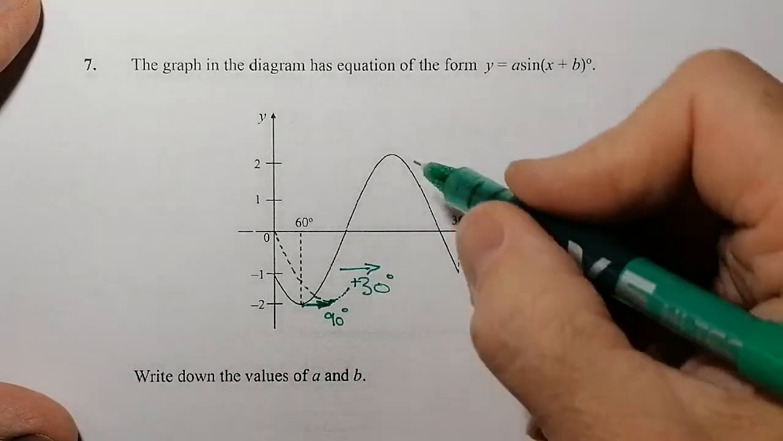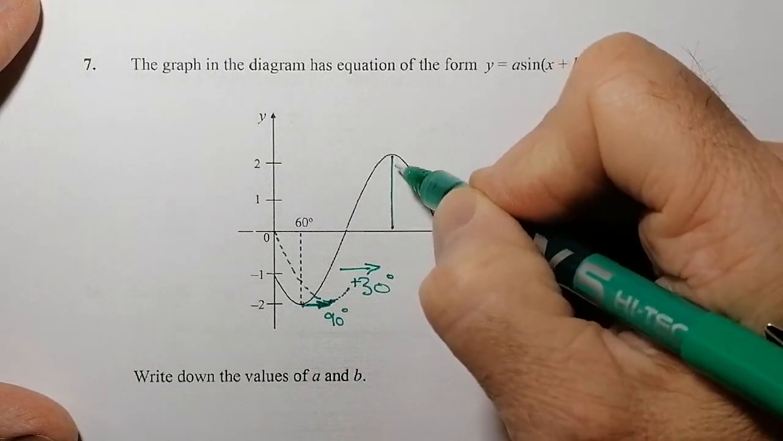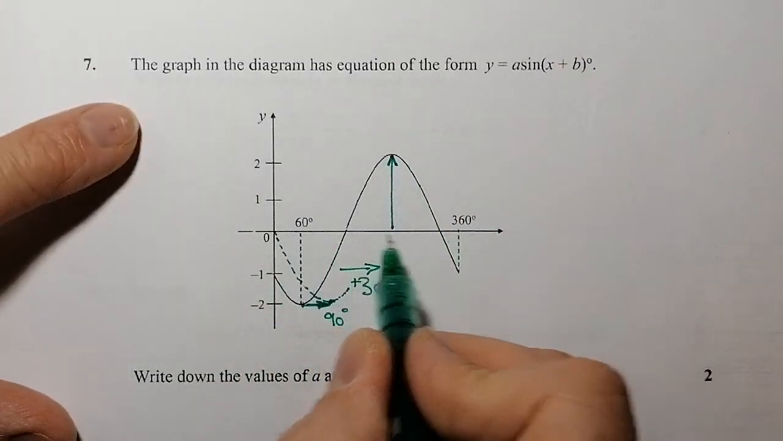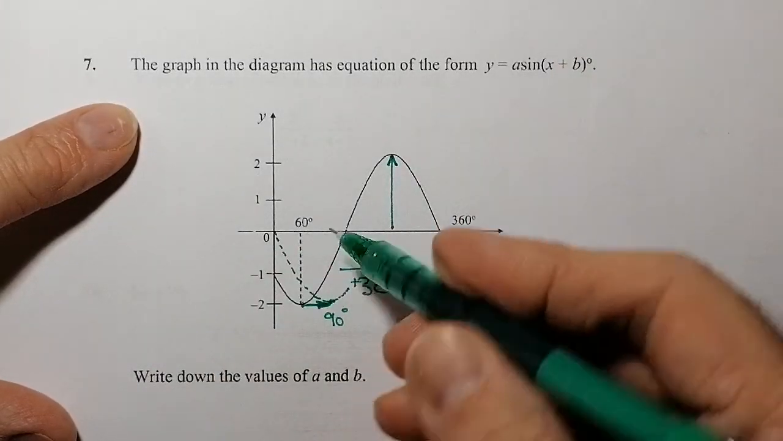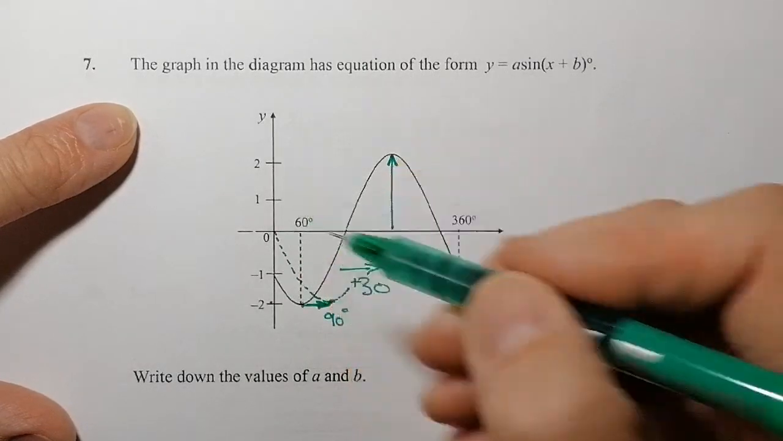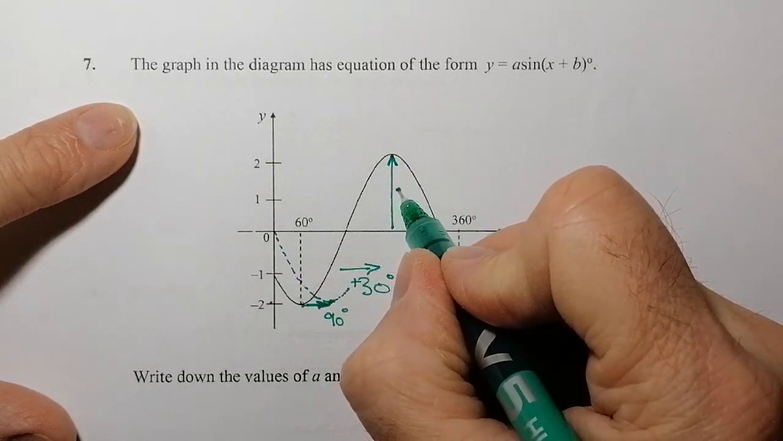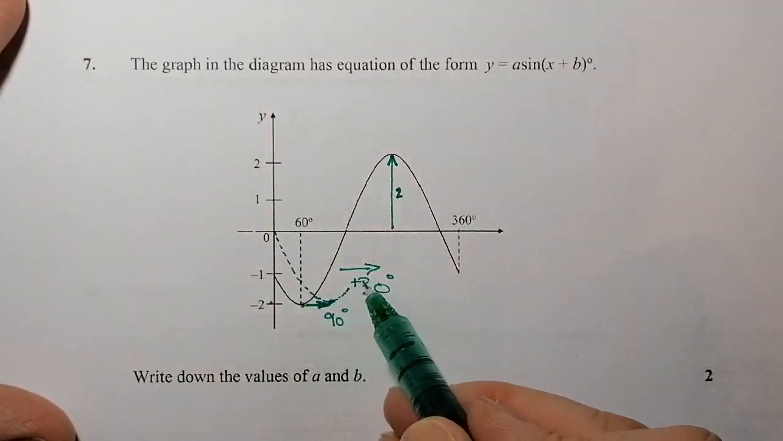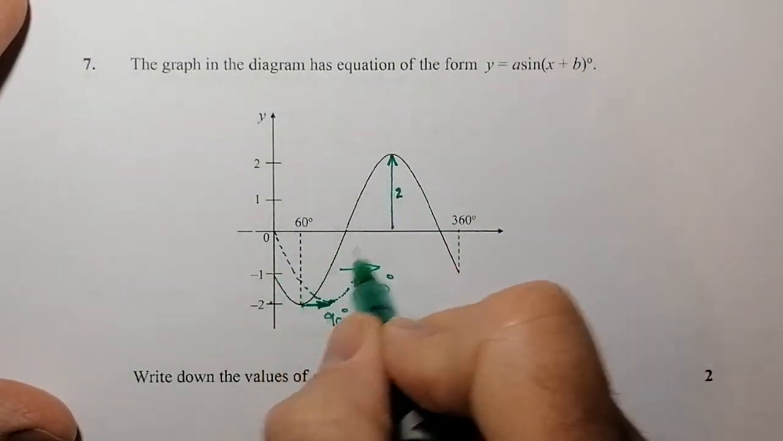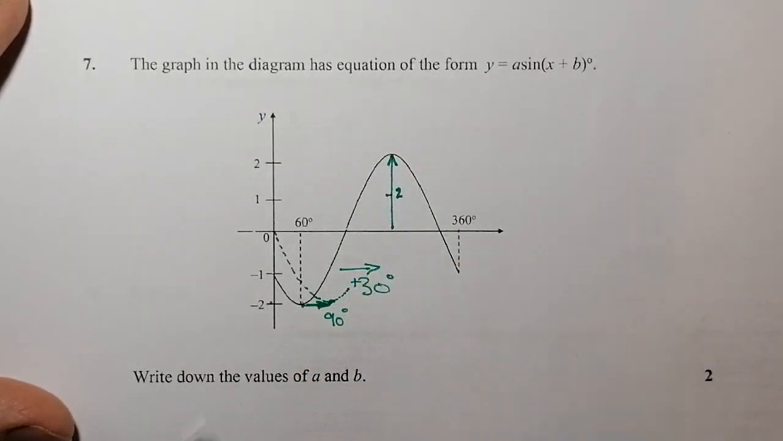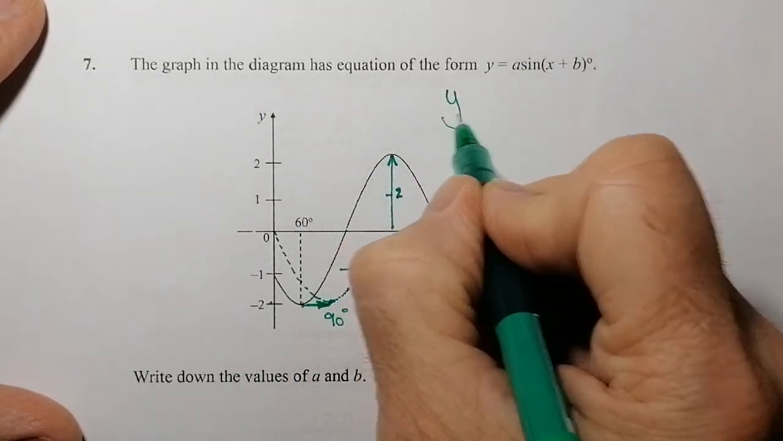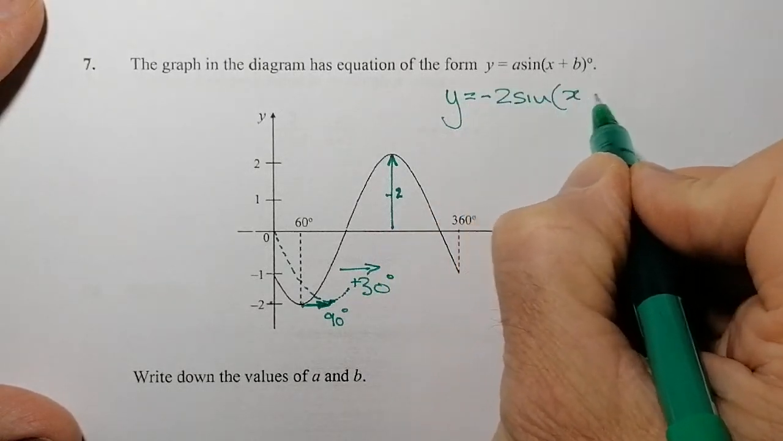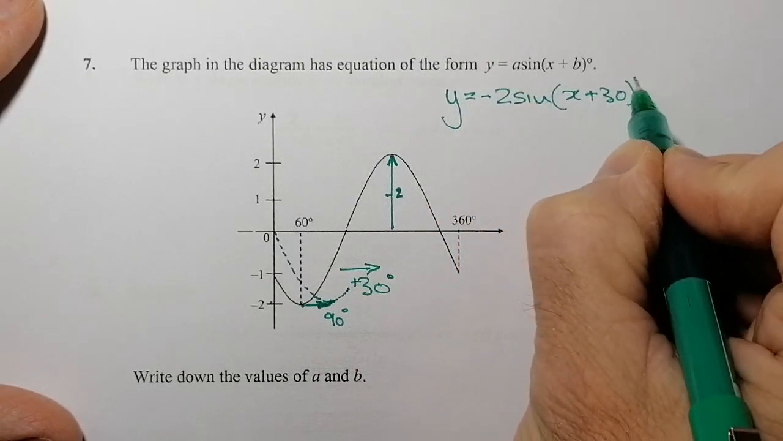If I look at the amplitude of the graph, I can see that the graph goes from there to there. I can see the graph is oscillating from the 0, because it goes down to -2 and up to 2. So that's going to be a value of 2, but because the graph starts in a negative direction, my amplitude is going to be -2. So the equation of that graph is going to be y is equal to -2 sine (x plus 30) degrees.